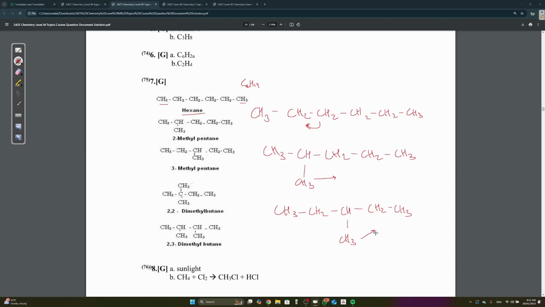If you throw this now to the right, it won't be different. Why won't it be different? Because you're still going to be on the second carbon. Here we're on the second carbon, right? 1, 2, 3, 4, 5. Here we're on the third carbon, right? So if you move it to the right and count now from the right, this is going to be the second carbon. But there's no point.